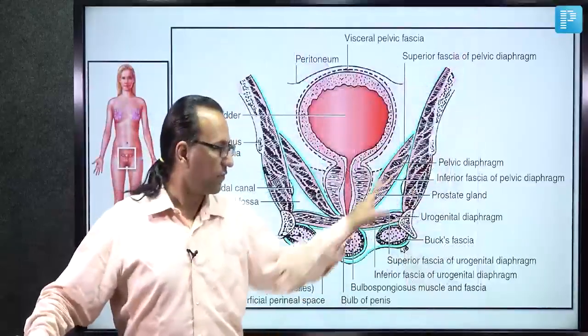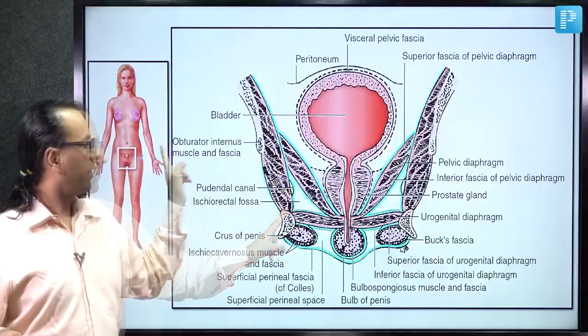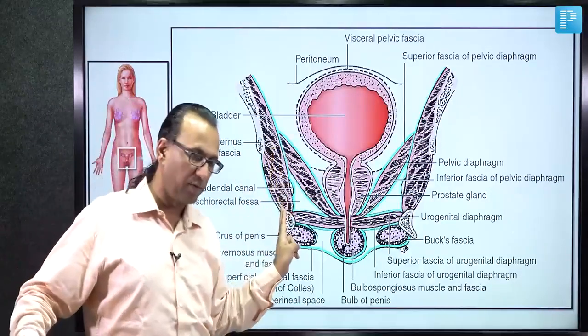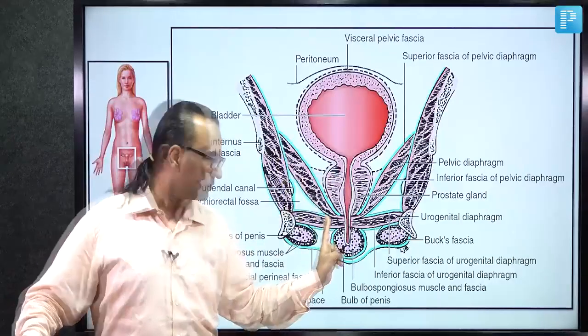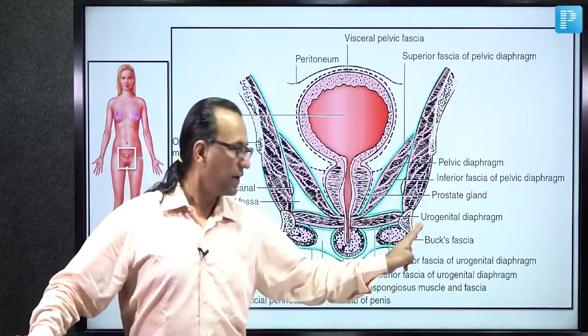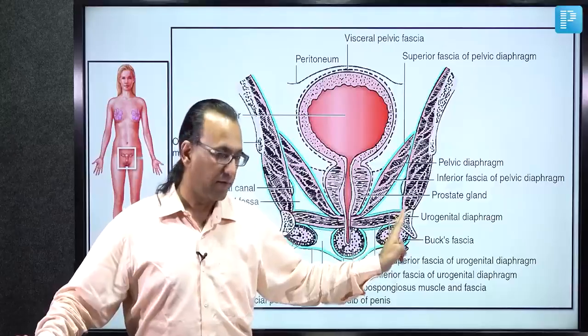Here is the ischiorectal fossa. As you can see, it has a lateral boundary of the obturator internus covered by some fascia and attaching to the ischium part of the hip bone. It has a medial boundary of the levator ani muscle, as you can see on the other side also. Levator ani is the medial boundary, obturator internus is the lateral boundary.